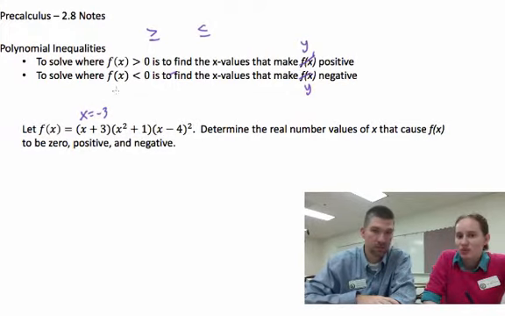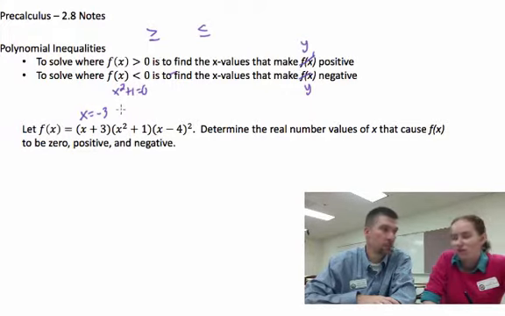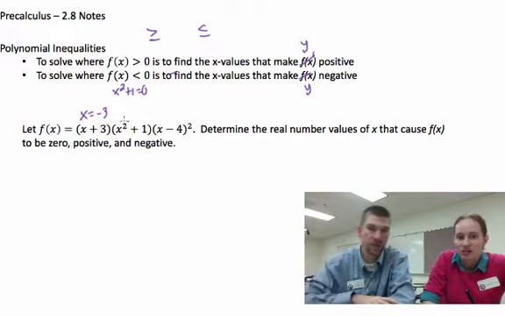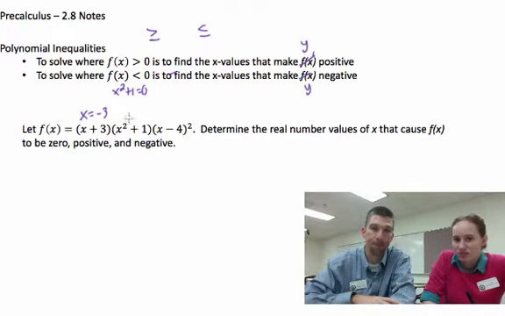x squared plus 1 equals 0. But it doesn't. Because if you start to try to solve this, you subtract 1 over, you square root. Oh no, imaginary. We don't need those imaginary ones. This is not going to cause us to put anything in our sign chart. x minus 4, set that equal to 0, and you get x equals +4.